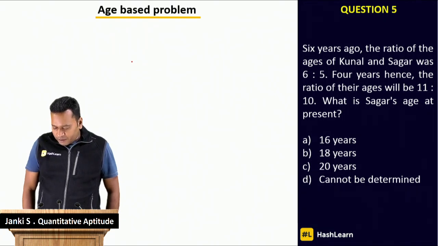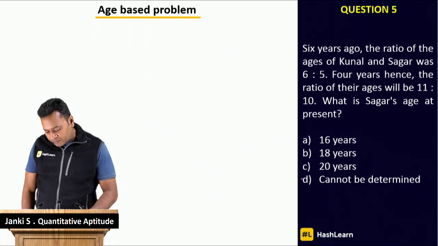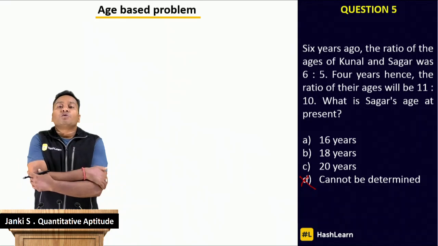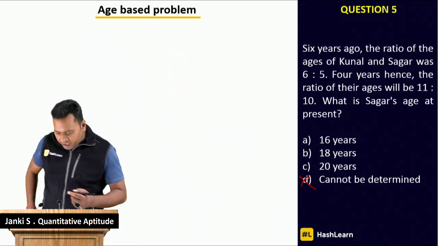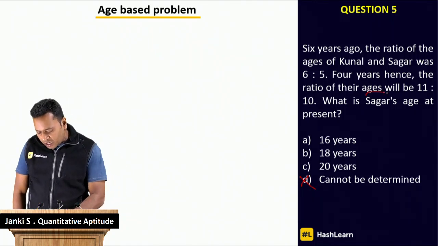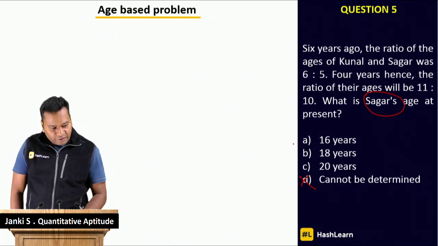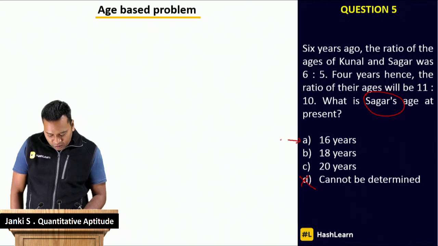If I'm going by the option, "cannot be determined" is not a possible answer here, because I'll have two different equations. Two different equations with two variables means what? I should have a unique answer possible, right? So let's do one thing. We are interested in which person? Sagar. So 6 years ago, let's subtract 6 from each and every value here. So this value is nothing but 10.